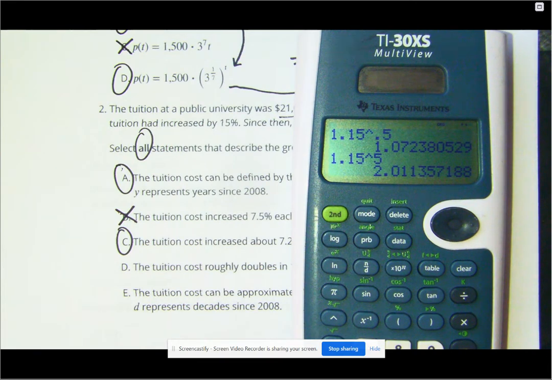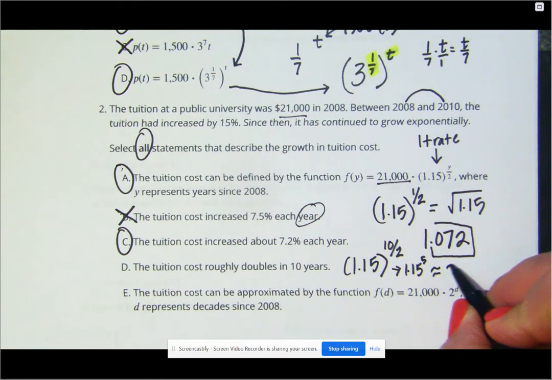The growth rate for a 10-year period is 2, which means double. I'm going to put yes.